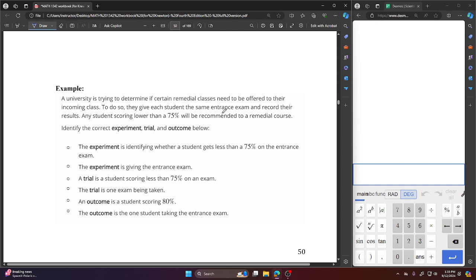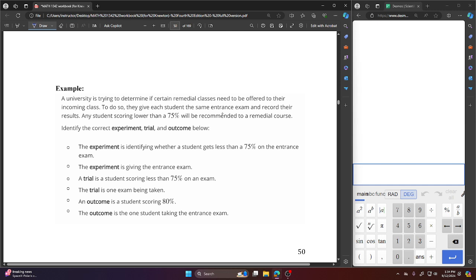A university is trying to determine if a certain remedial class is needed to be offered for incoming class. Each student gives the same exam. If they score 75, they'll be recommended for this. So identify all this stuff. And so if you can see here, there's like 2 experiment, 2 trial, and 2 outcome. So it's kind of like true false, but there's like 3 of them at once. Okay. So we got to click one of those, one of those, one of those.